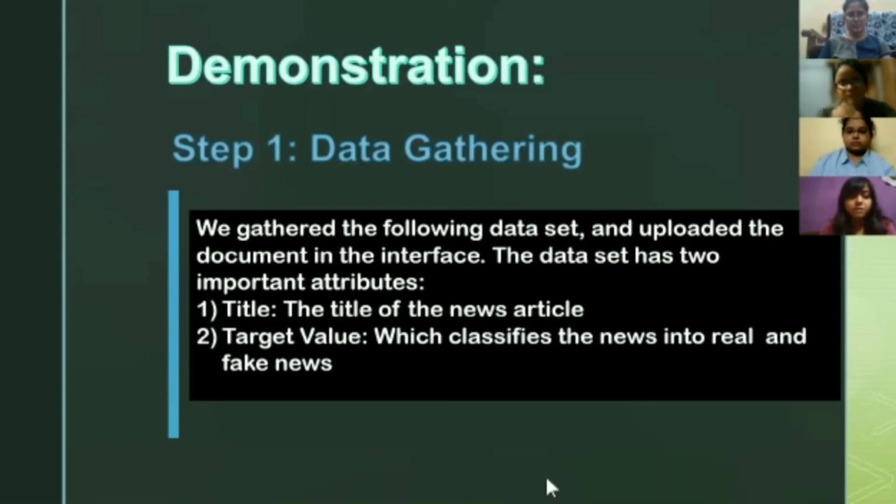First of all, we gathered the data from Kaggle, which was the data set of 7,777 rows. It consisted of two parts, the title of the news, and the target value, which said us if the data was real or fake.